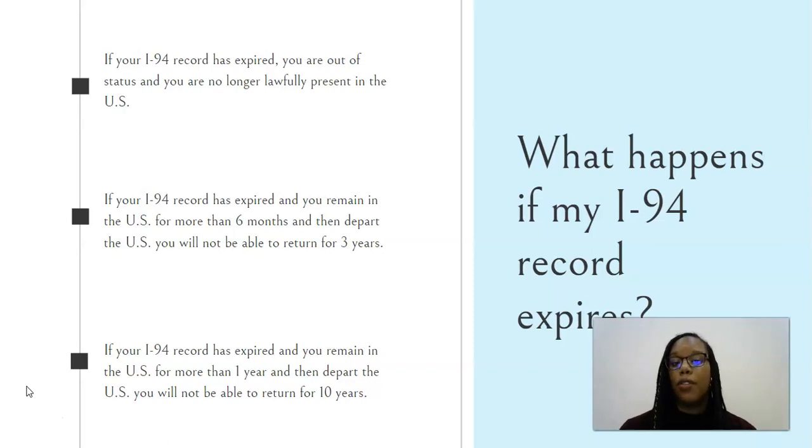Because if your I-94 record has expired and you remain in the United States for more than 6 months and then you leave, you will not be able to return for 3 years. If your I-94 record has expired and you remain in the US for more than 1 year and then you leave, you will not be able to return for 10 years. As you can see, it's extremely important to keep track of your I-94 record, when your admit until date is, and to make sure to not overstay that.